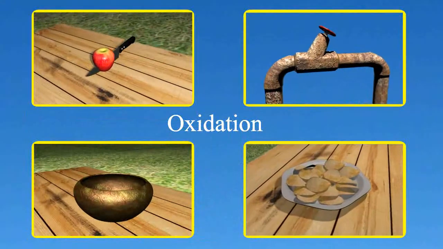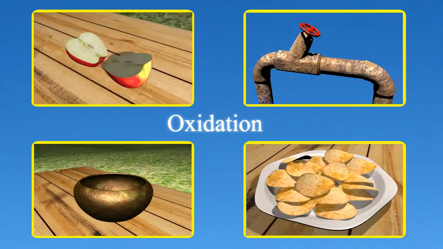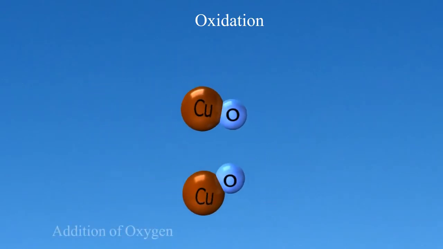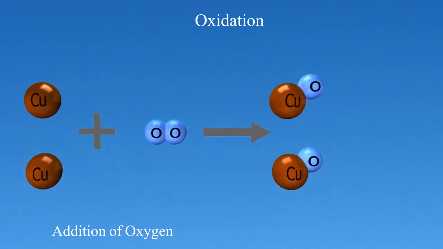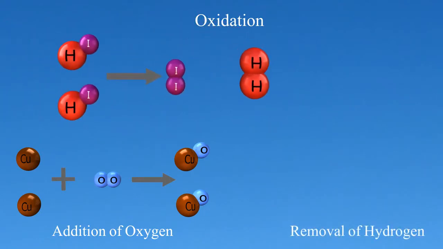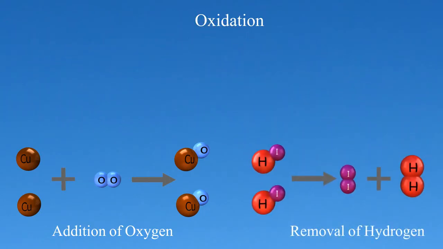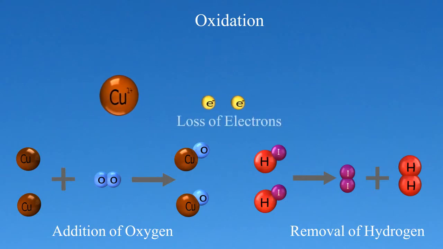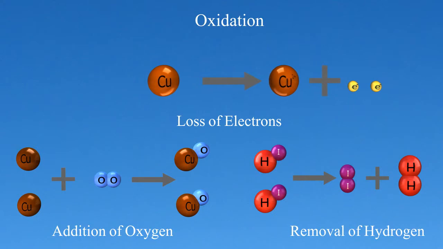The common cause for all these changes is oxidation reaction occurring in the environment. A chemical reaction that involves addition of oxygen or removal of hydrogen from a substance is called oxidation. When oxygen is not involved in a reaction, but if there is loss of one or more electrons in a chemical reaction, then such reaction is also an oxidation reaction.